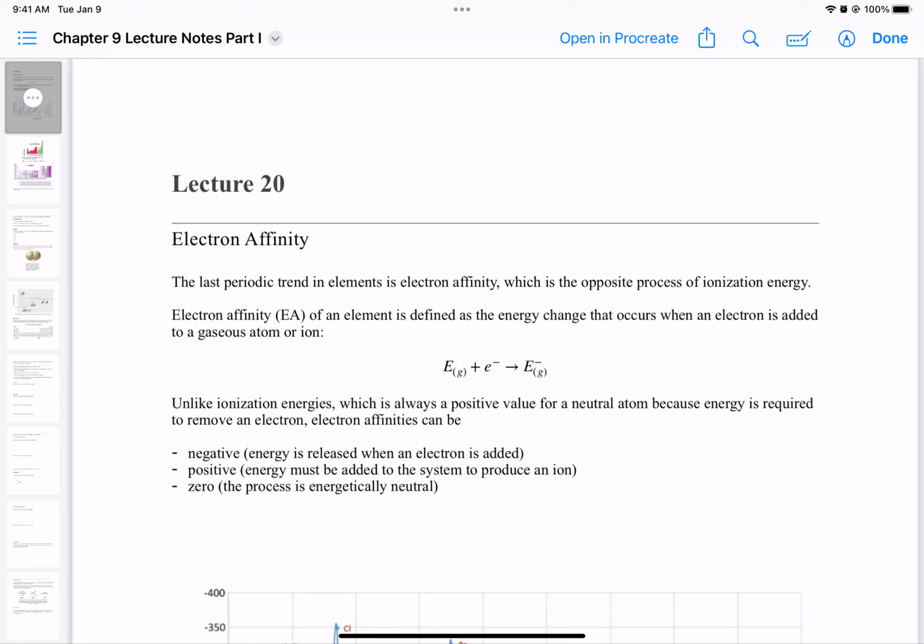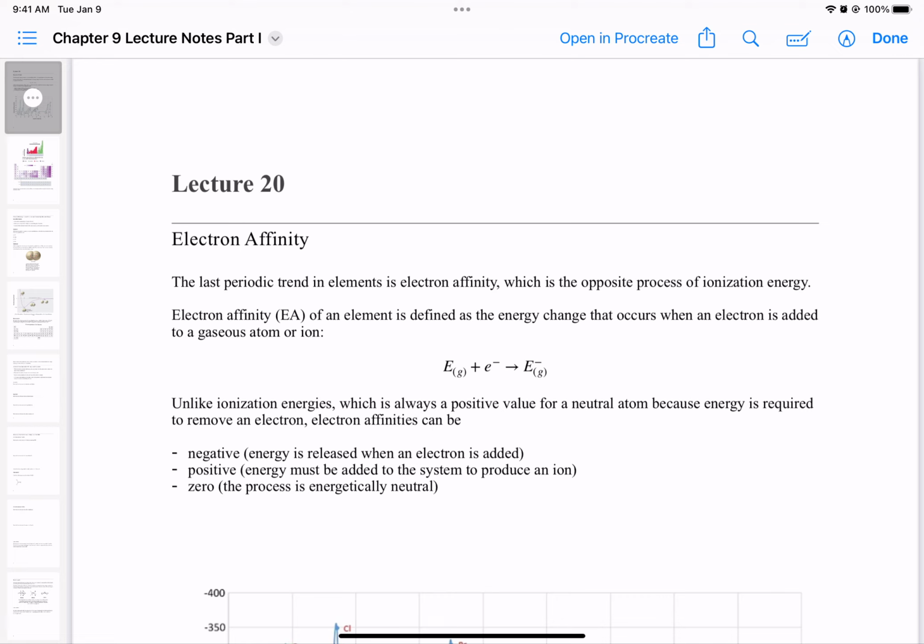So the more you move to the right of the periodic table, the more energy you release, and that's because as you move across the periodic table in a row, the proton number or atomic number is increasing. So the more likely it is for an electron to be added to an atom in the gas phase, because the nucleus has a higher effective charge. Okay.